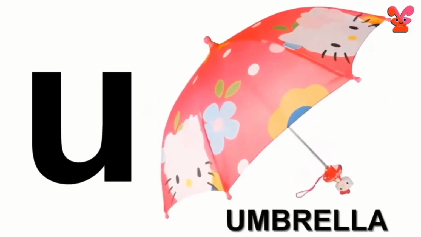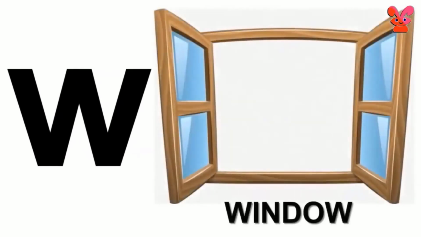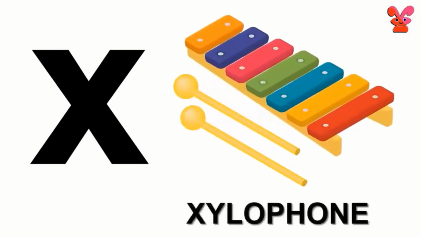U. U for umbrella, U-M-B-R-E-L-L-A, umbrella. V. V for vegetable, V-E-G-E-T-A-B-L-E, vegetable. W. W for window, W-I-N-D-O-W, window. X. X for xylophone, X-Y-L-O-P-H-O-N-E, xylophone.